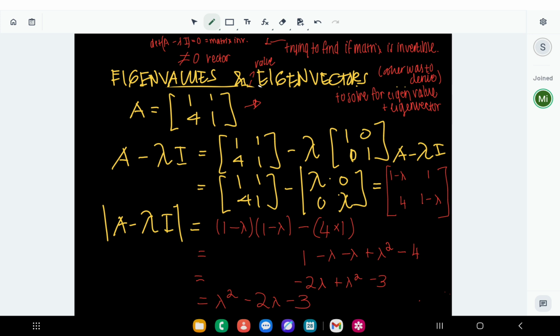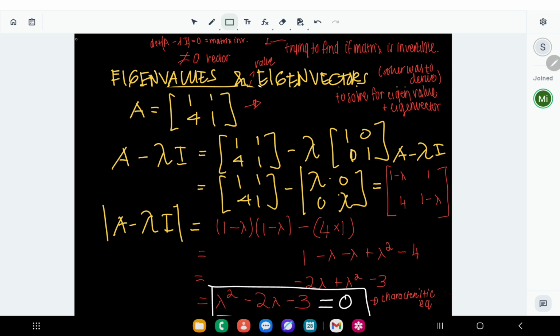Okay, now we already have the characteristic polynomial, and we can equate this to 0, and that is our characteristic equation. So now we have the equation lambda squared minus 2 lambda minus 3. Then you can solve for lambda, the same way you solve for a quadratic equation for the factors. Can you solve for lambda there?